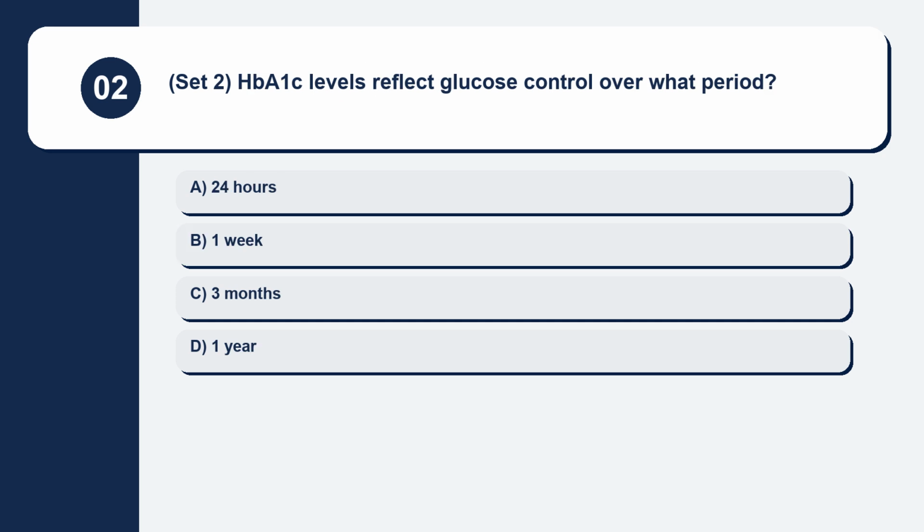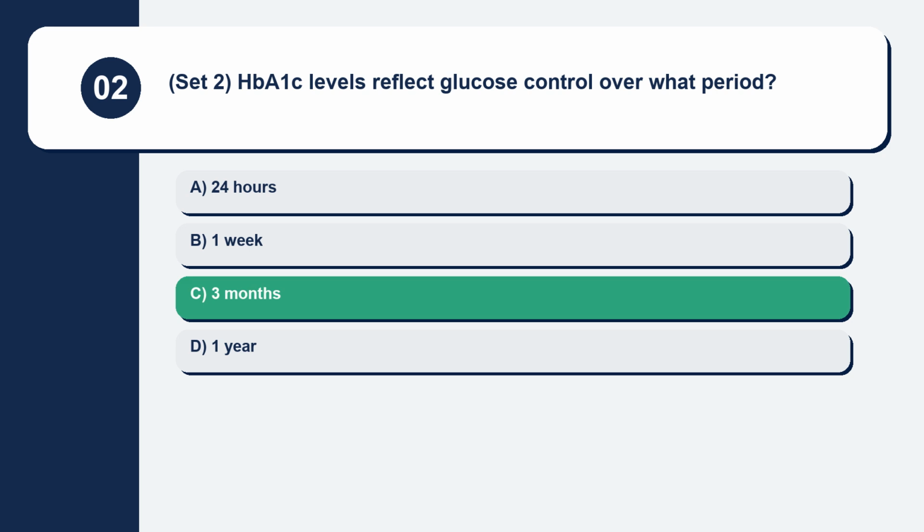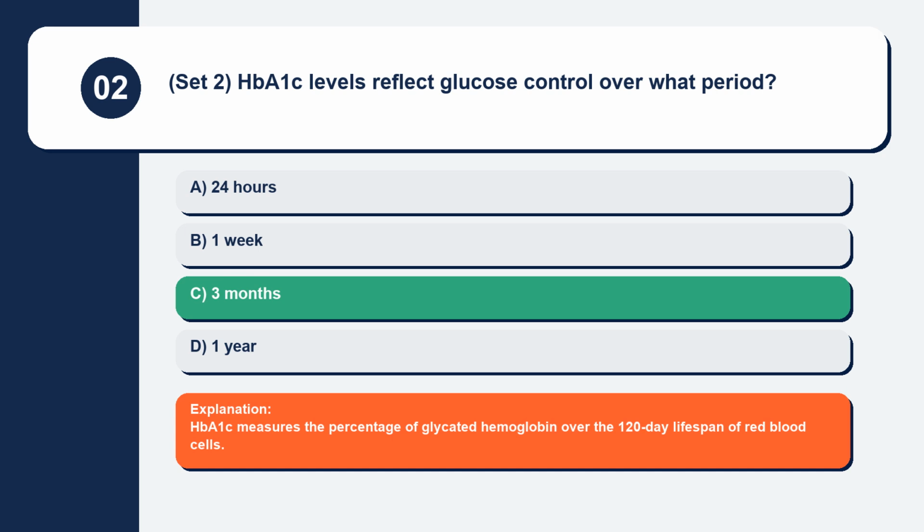Question 2. Set 2. HbA1c levels reflect glucose control over what period? 24 hours, 1 week, 3 months, 1 year. HbA1c measures the percentage of glycated hemoglobin over the 120-day lifespan of red blood cells.